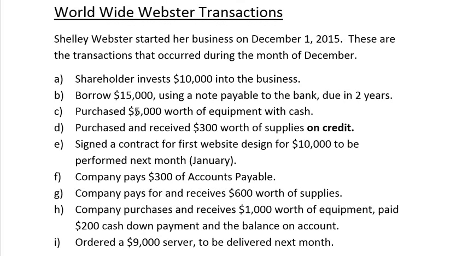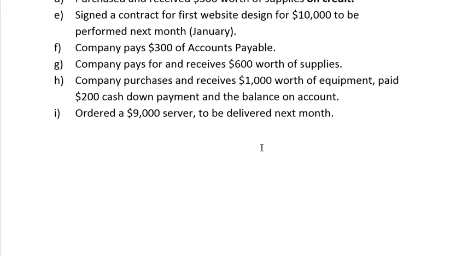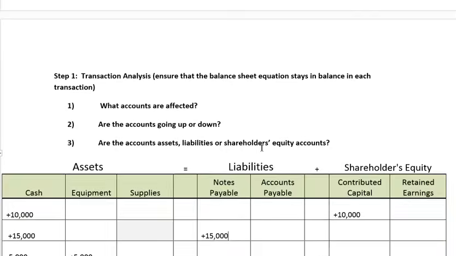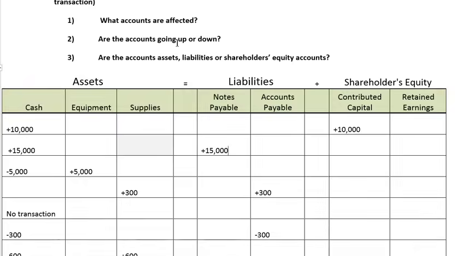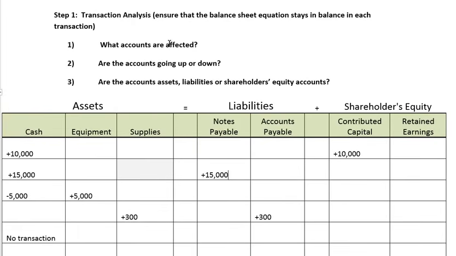We purchased $5,000 worth of equipment using cash. So what happened? Well, cash is affected because we used up cash, and equipment is affected. Our account is cash. Cash went down because we paid out cash to buy the equipment.